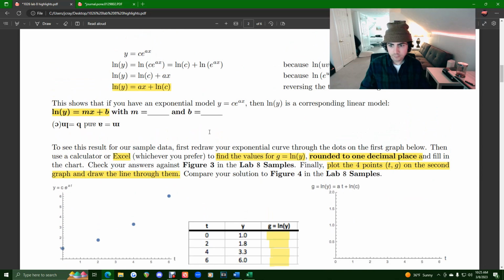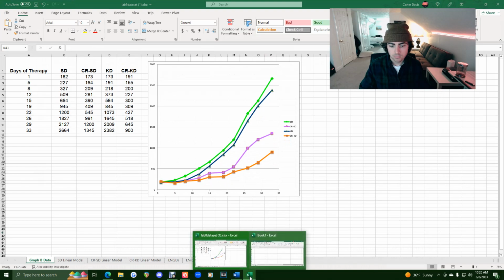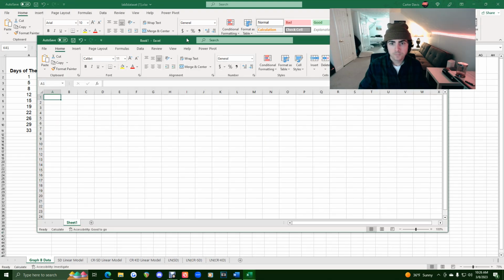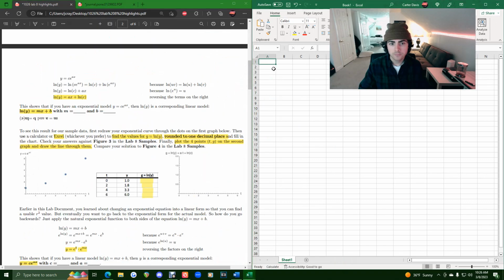Then to see this result in Excel, find the values for, okay. Let's open a new Excel just to do this little thing they're asking of us. We'll do this with t, y, and ln of y. We're going to input the data that they gave us in this little chart down here: 1, 1.8, 3.3, and 6.